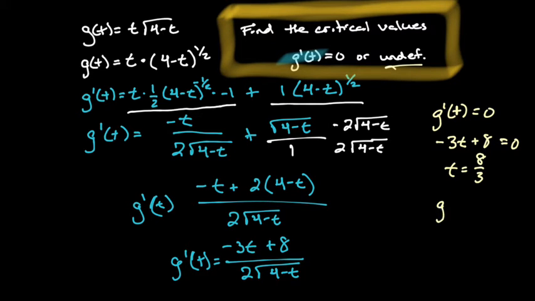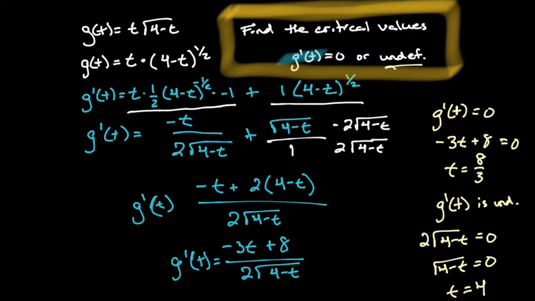So what if g prime of t is undefined? Well, what would cause that to happen? That would be if the denominator of my derivative was 0. So what if 2 root of 4 minus t was 0? That really just means root of 4 minus t would be 0, which really just means t would be 4. So that is a critical value, and that is a critical value. And we have now found both of the critical values for this function.